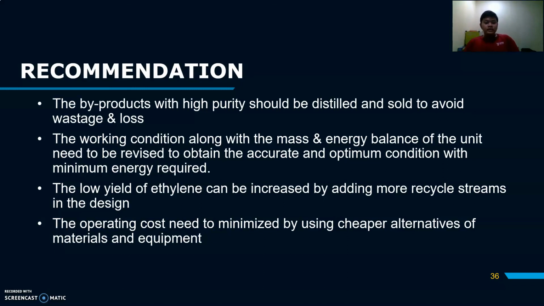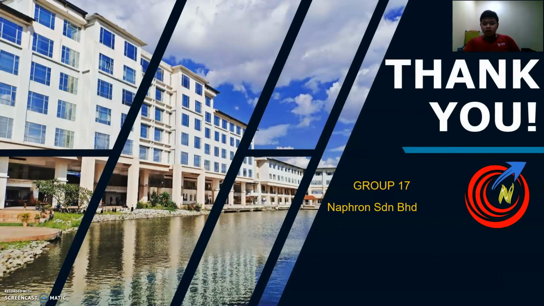Next, the low yield of ethylene in the C2 splitter can be increased by adding more recycle streams in the design. And lastly, the operating costs need to be minimized by using cheaper alternatives of materials and equipment in the design plan. So that's all from us.